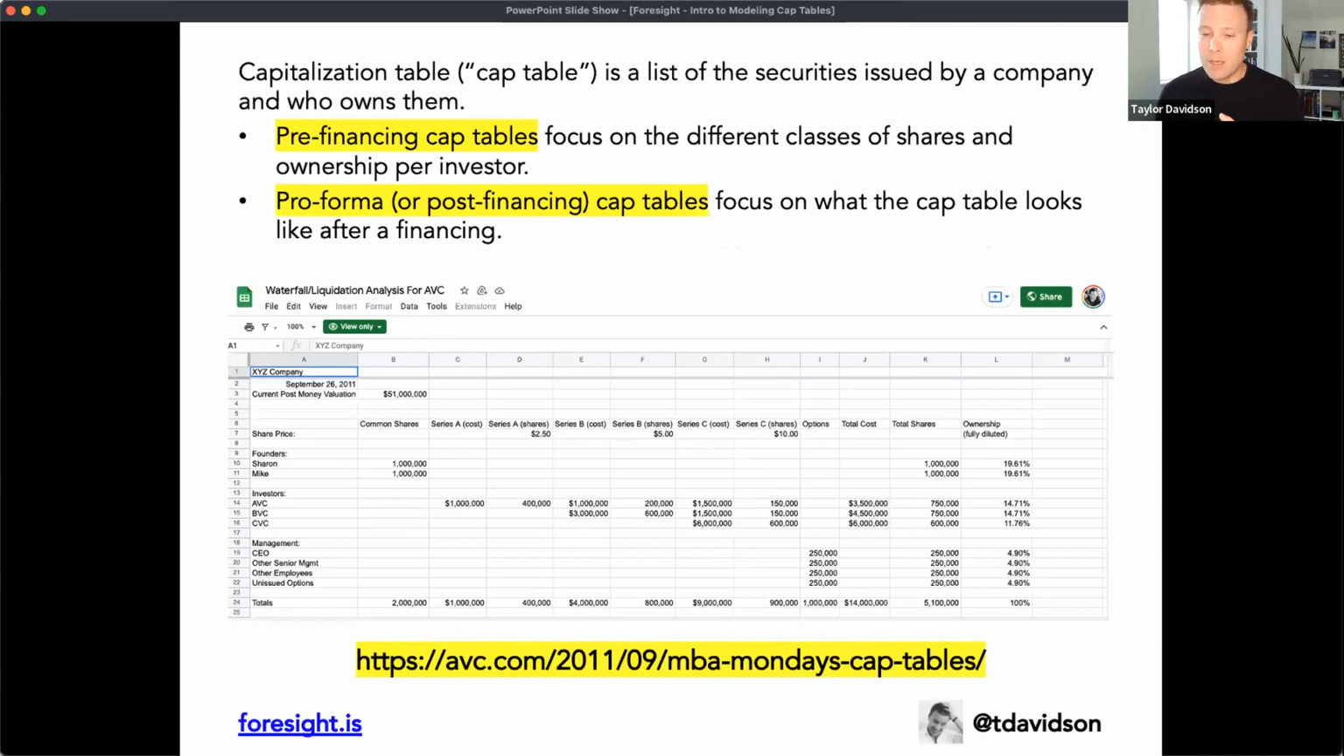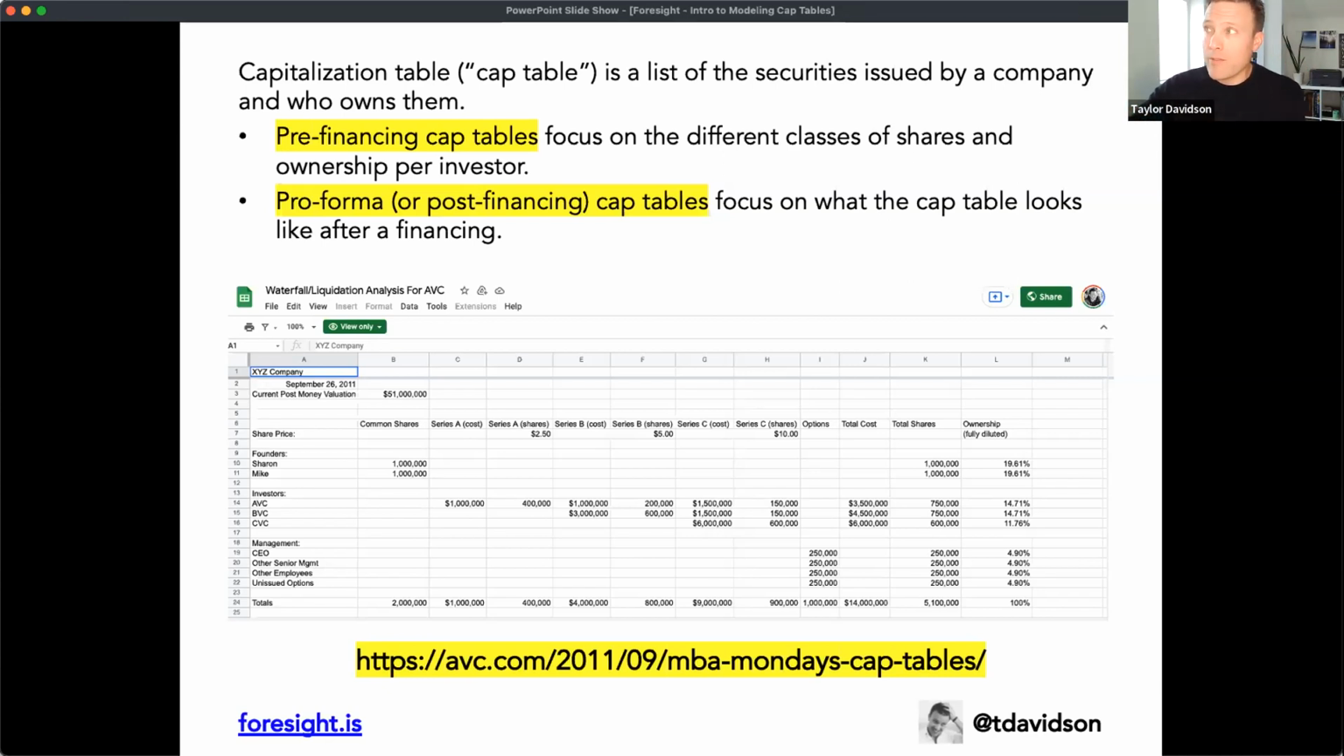A cap table is a list of securities issued by the company and a list of who owns them. We typically think of this in two structures: one is a pre-financing cap table, and one is a pro forma or post-financing cap table. Both focus on issuing the different classes of shares. The major difference is that the pre-financing says, here's what everyone owns right now. Pro forma is what it's going to look like after financing.